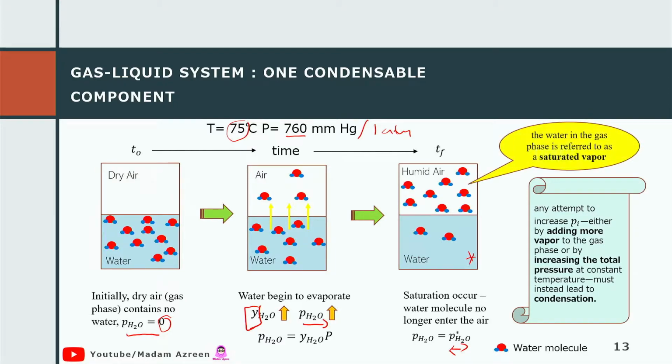In this condition, the water in the gas phase is also referred to as saturated vapor. Because it's saturated, we name it saturated vapor. Initially, we have just dry air and liquid water. The water starts to evaporate into the gas phase until one time this air is full with water, so it is saturated. If you add more vapor into this air, it will condense. The same goes when you increase the pressure: condensation will occur. I really hope that you can understand what happened here.